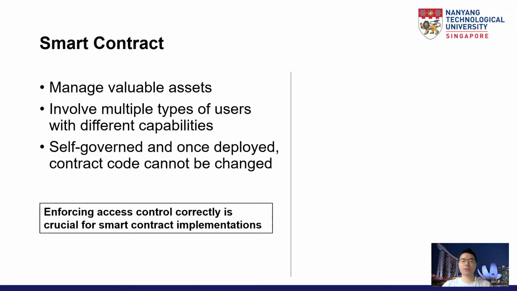On the other hand, smart contract execution runs on its own code. However, once deployed, some contract code cannot be changed. Therefore, it's essential to enforce asset control policy correctly for smart contract implementation.